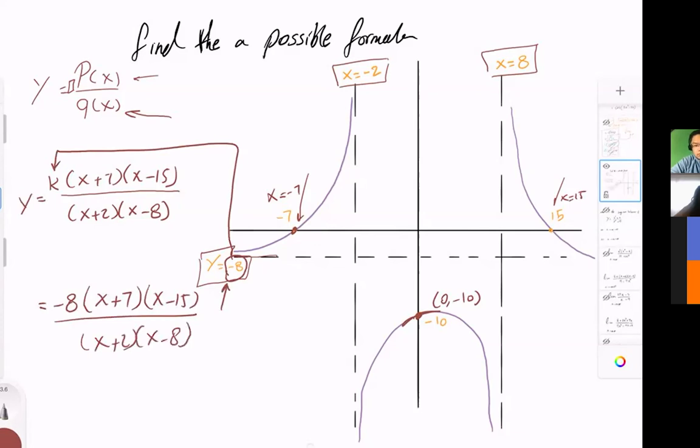If you know the technique, it's super simple. If you don't know it, it would be difficult to come up with the equation.